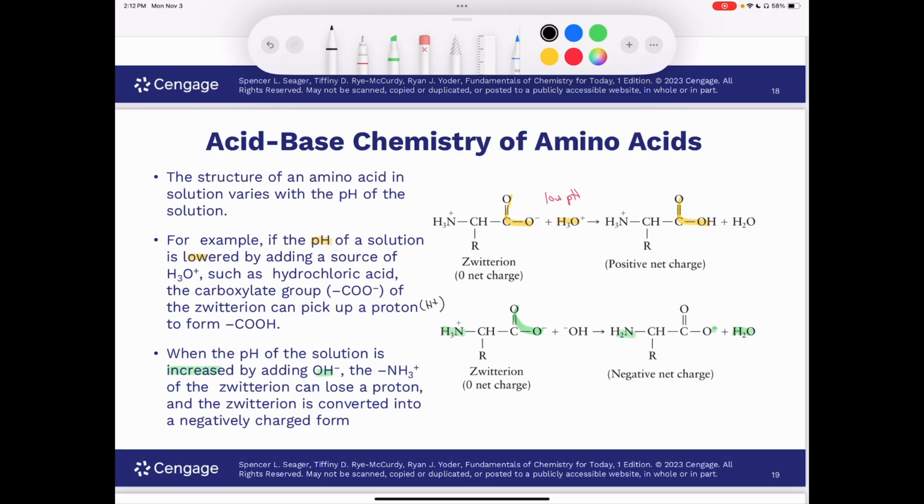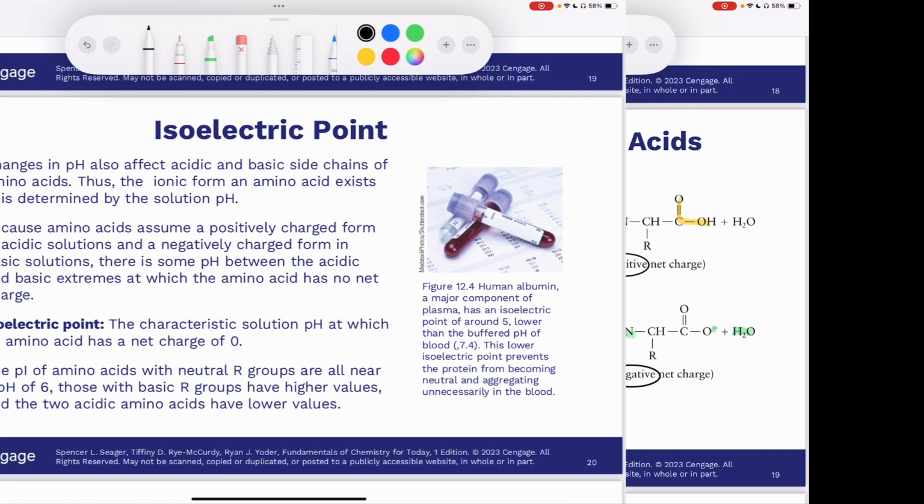So the conclusion is, if you take most amino acids, when they have an acidic or basic side chain, it gets more complicated. But for the majority of amino acids, if your R group is neutral, if you put them in a low pH, you're going to end up with an overall positive net charge. And if you put them in a high pH, you're going to end up with an overall negative net charge.